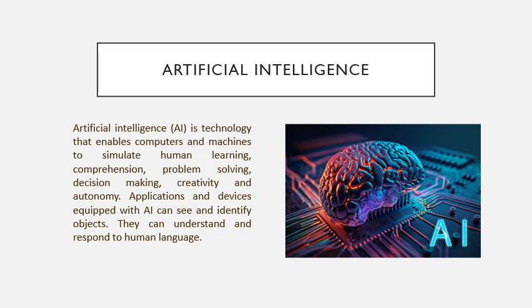Now, what is artificial intelligence? It has made our life easier. Artificial intelligence is a technology that enables computers and machines to simulate human learning, comprehension, problem solving, decision making, creativity, and autonomy. Applications and devices equipped with AI, meaning artificial intelligence, can see and identify objects. They can understand and respond to human language. Artificial intelligence, in short, is the brain of the computer nowadays.